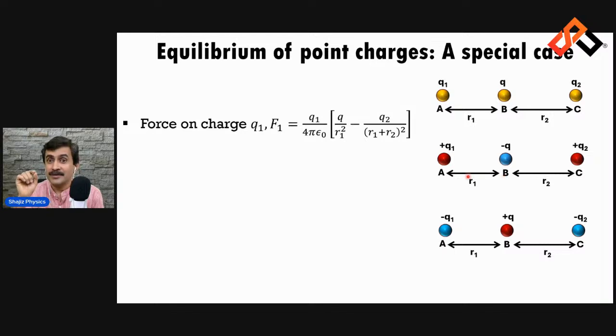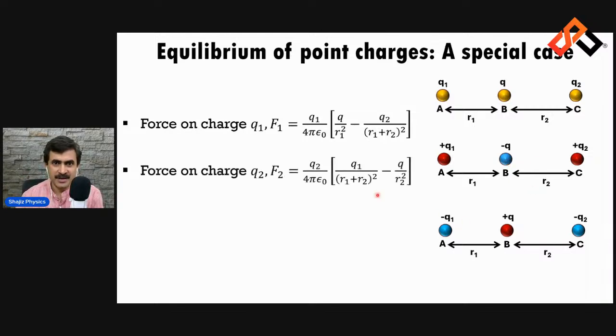Now, let us consider the force acting on Q2 by Q1. It is along the positive X direction from B to C. Then the force is 1 by 4 pi epsilon 0 into Q1 Q2 by R1 plus R2 the whole square. Now, what about the force acting on Q2 by Q? That is 1 by 4 pi epsilon 0 into Q into Q2 divided by R2 square, which is along the negative X direction. So when we sum both the forces, we will be getting this particular equation.